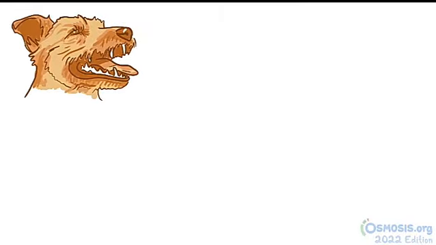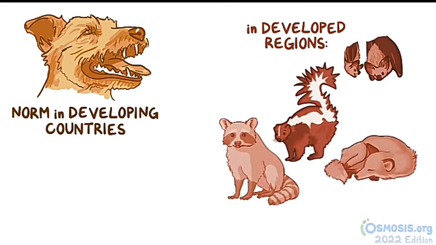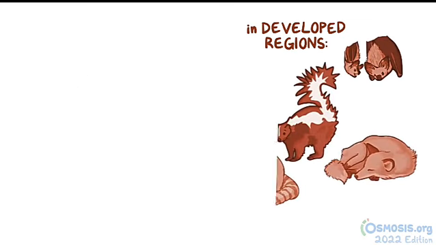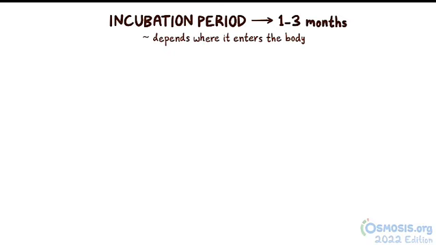Now, the stereotype of rabies transmission is catching it from a dog bite, which is still the norm in developing countries, but in developed regions, it's usually transmitted by wildlife, particularly bats, raccoons, skunks, and foxes. The rabies virus has an incubation period that lasts an average of 1 to 3 months, and this depends largely on where it enters the body. The farther from the CNS, the longer before symptoms appear.